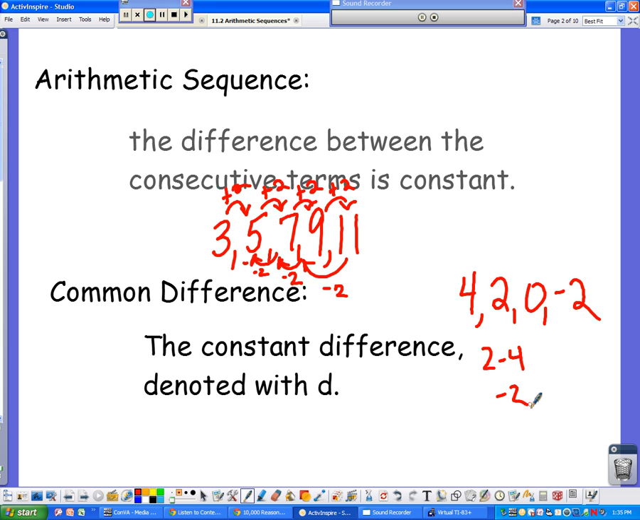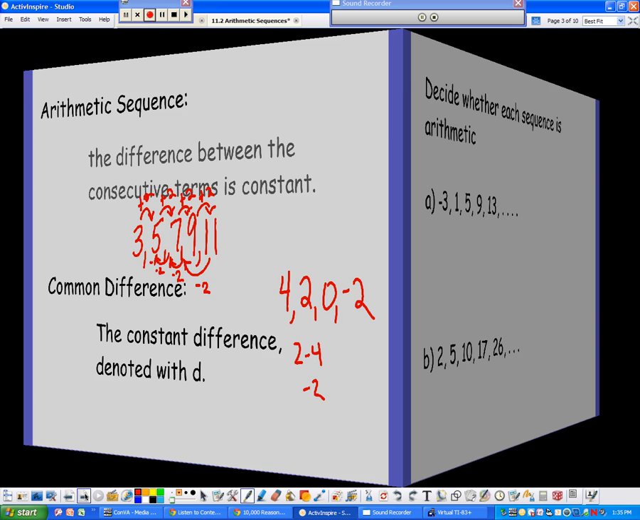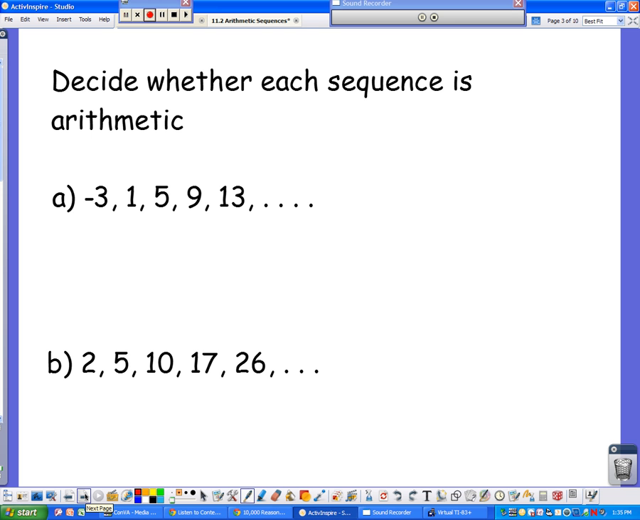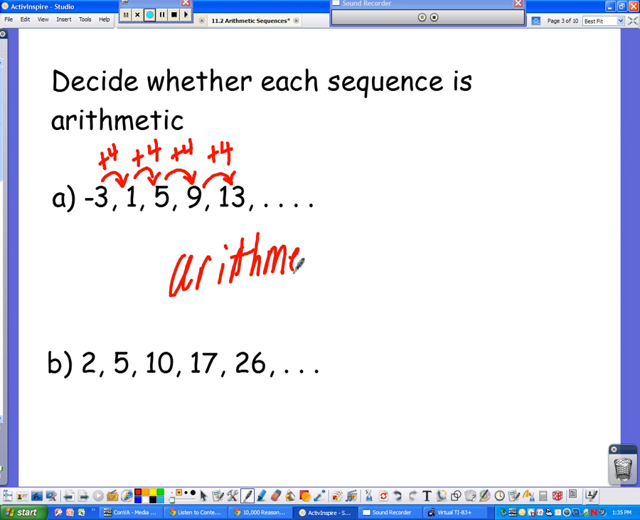So let's take a look at determining if a sequence is arithmetic. If I can add the same number each time, then it's arithmetic. For example, 5 minus 1 gives me 4, so between here and here I'm adding 4. Negative 3 plus 4 is 1, 1 to 5 is 4, 5 to 9 is 4, and 9 to 13, I'm adding 4. So my common difference in this case would be 4. Whenever you're adding the same number each time, that is an arithmetic sequence.